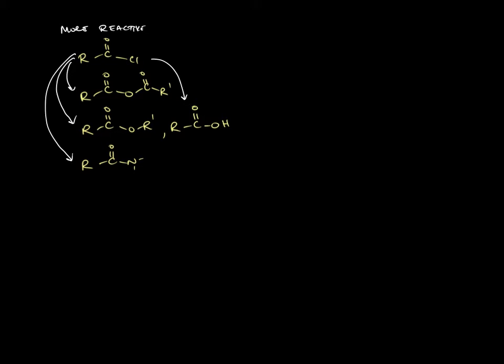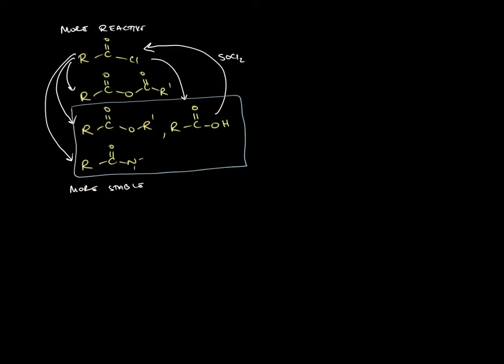But the ones down here at the bottom are more stable, therefore less reactive. So most often what we'll do when we're trying to interconvert these molecules would be to start with the carboxylic acid, turn it into the acid chloride using thionyl chloride, SOCl2, and then we can go from the acid chloride to any of the other molecules that we'd like. But down at the bottom we have something else that we can do to interconvert these more stable acid derivatives, and that's what we're going to be looking at right now.